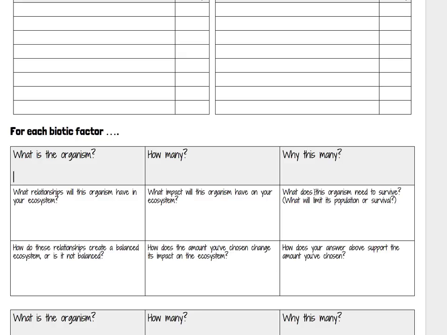Last but not least, you have to carefully consider what your organism needs in order to survive. What is going to limit its population? List all of the things that it needs for survival here. And the last question asks, how does your answer above support the amount you've chosen? In other words, you want to indicate we chose 1 because there are not enough resources, there's not enough space, not enough food, not enough water, whatever, to have more. So consider that as you're answering this last question.